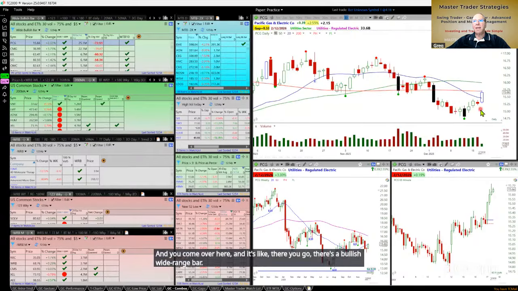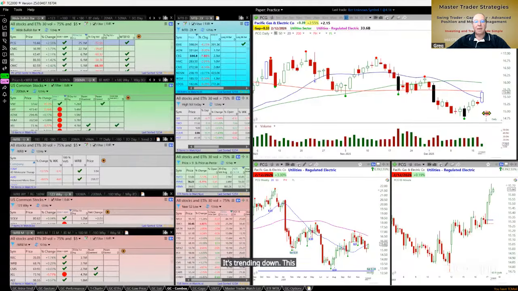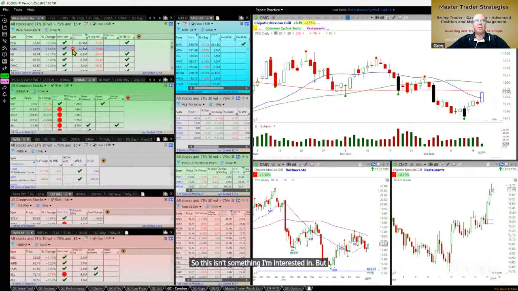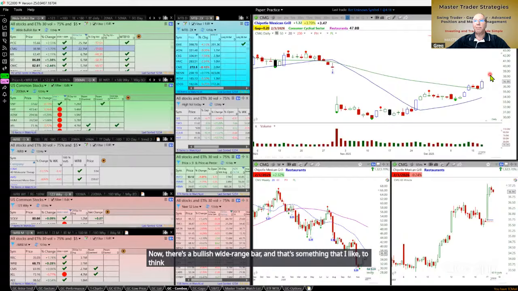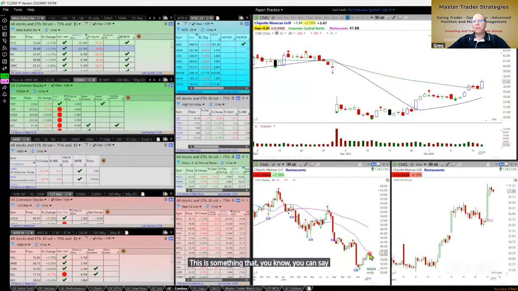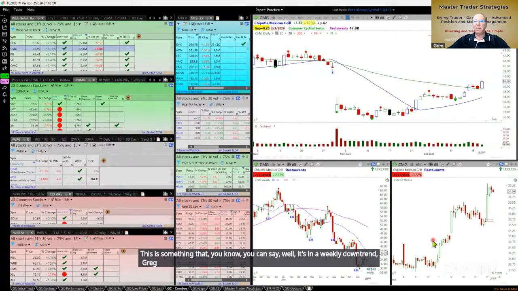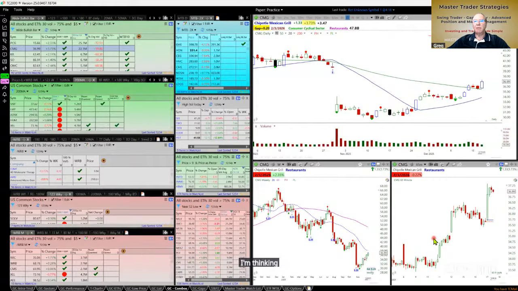But it's trending down. This is not the kind of stuff we look for in a credit spread. And it's $15. It's already moved up a bunch. So this isn't something I'm interested in. But we can continue to look. Now, there's a bullish wide range bar, and that's something that I like to think can continue to go up. You can say, well, it's in a weekly downtrend, Greg. Yeah, but you know what? I don't care about that. I'm thinking short term.